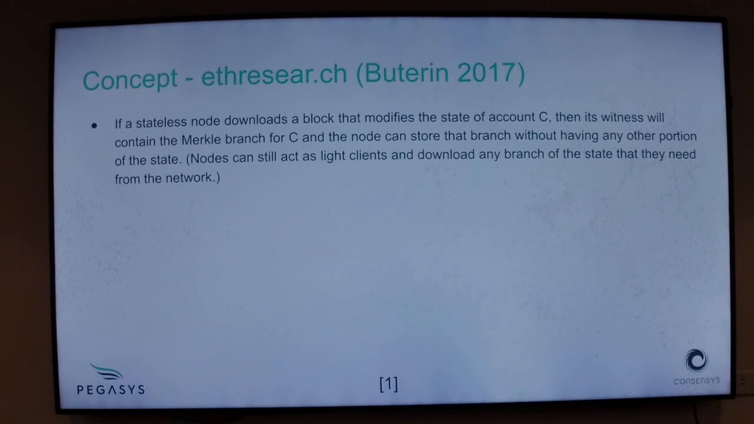So for example, if a stateless node downloads a block that modifies the state of account C, then its witness will contain the Merkle branch for C, and the node can store that branch without having any other portion of the state. So nodes can still act as light clients and download any branch of the state that they need from the network. Okay?